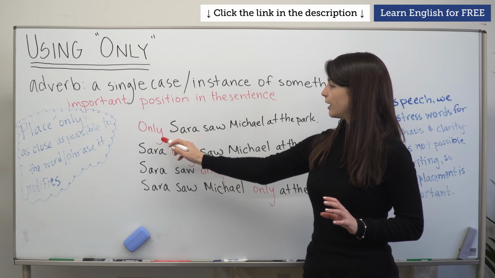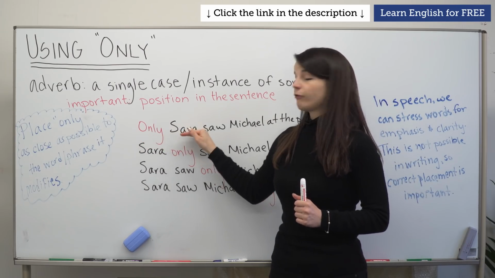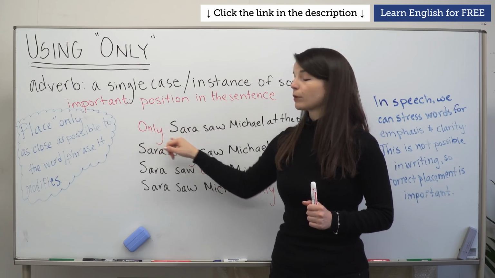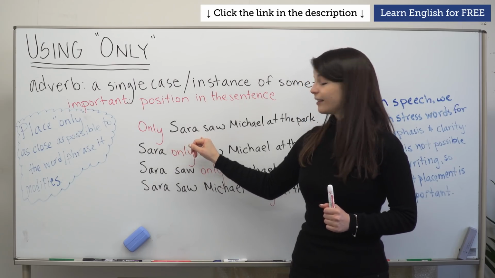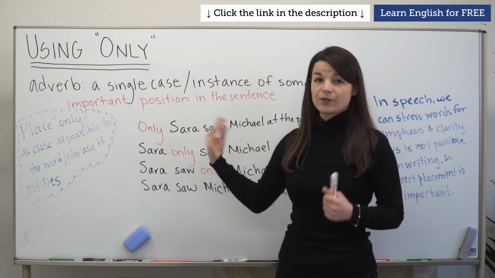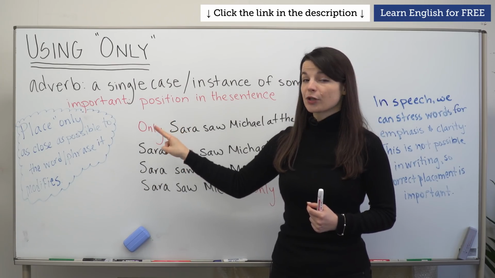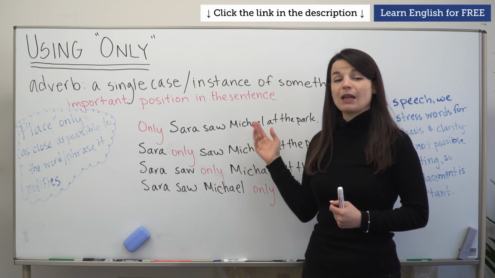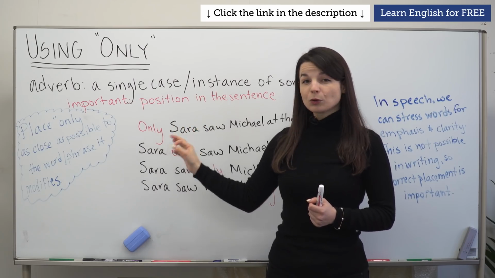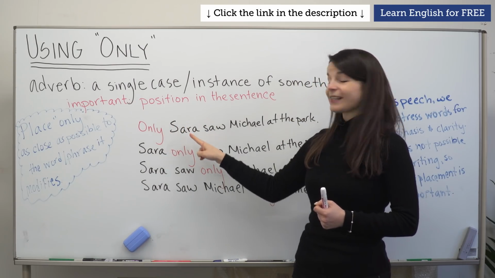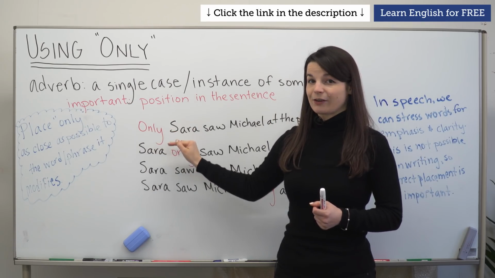So the first example here I have is: Only Sarah saw Michael at the park. Here the word only comes before Sarah, so that means that these two words are connected. Only is modifying Sarah in this case. This sentence therefore means that Sarah, perhaps in a group of people or with somebody else, Sarah was the only person, the single person who saw Michael at the park. Maybe there were other people in the group she was with, but she was the single person, the only person who saw Michael. So, only Sarah saw Michael at the park. That's the meaning with the placement of only before Sarah here.